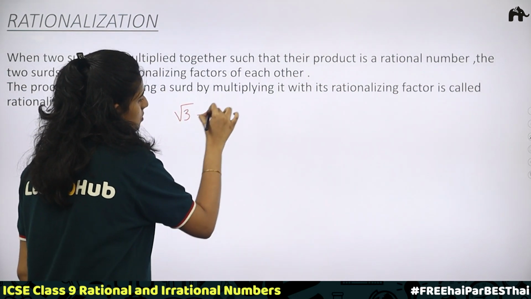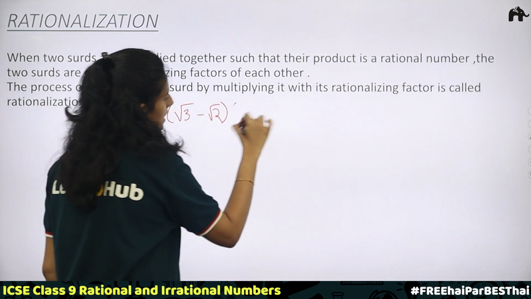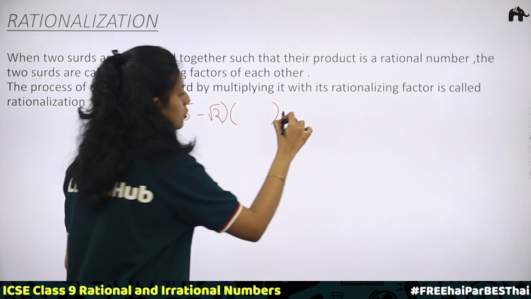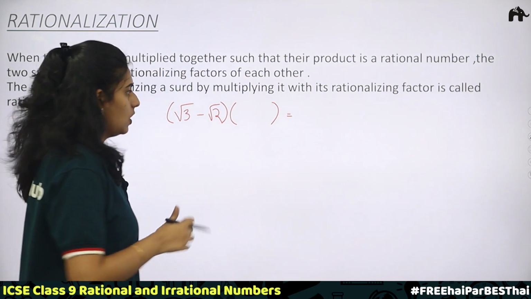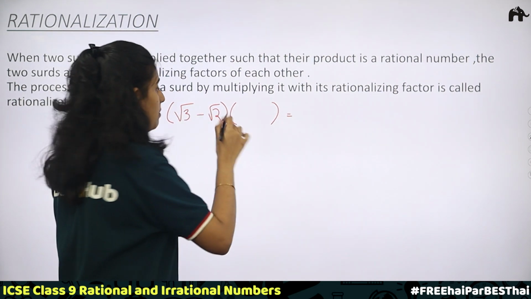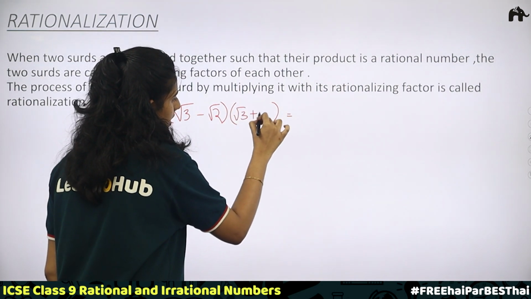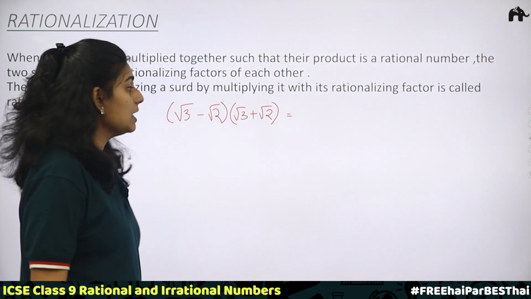Root 3 minus root 2 is a surd. When this surd is multiplied with another surd, you should get a rational number. For example, here you have root 3 minus root 2. I am multiplying with the conjugate of this number. Conjugate means a positive sign: root 3 plus root 2.